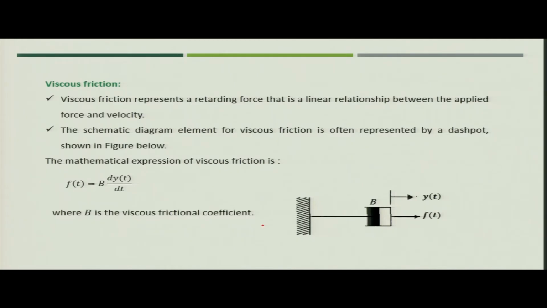Now, what is viscous friction? Viscous friction represents a retarding force that has a linear relationship between the applied force and velocity. The schematic diagram will contain a dashpot, as in the figure. If you see this figure, we represent the viscous friction with the dashpot and the constant value is B. So, how do we define the force F? Force F is defined by B into dy by dt. And what is B? B is the viscous frictional coefficient.